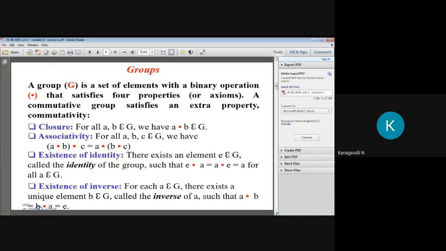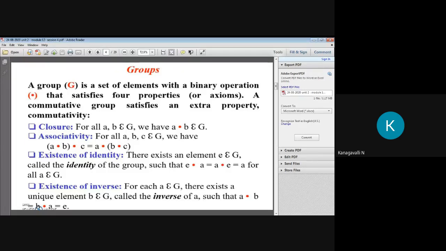A group is a set of elements with a binary operation, right? The term in red denotes the group G, and the binary operation is the dot operator, represented here as a dot. It satisfies the following four properties, or axioms. Another name for property is axiom. A commutative group satisfies an extra property. It looks like the following.